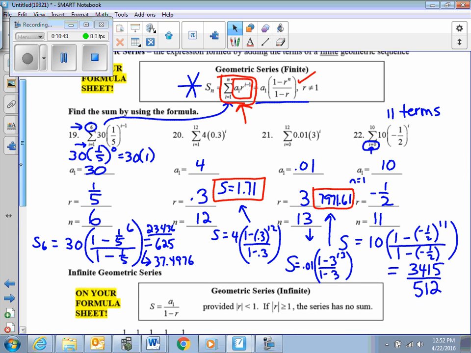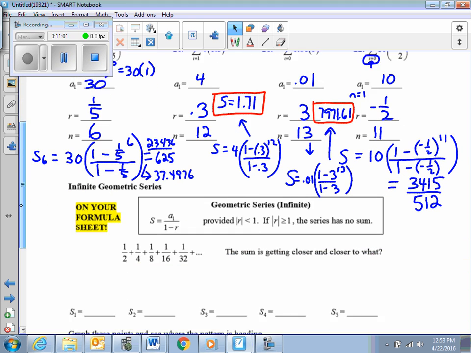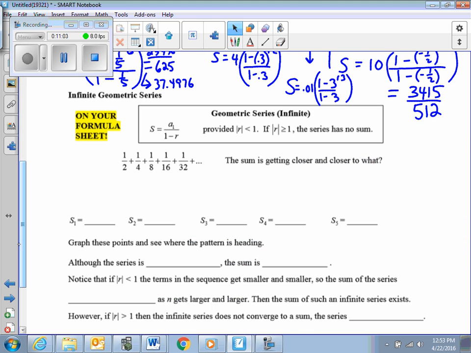Okay, so if I look at these, these are all finite geometric series. What does that mean? Well, it means that they don't go on and on forever. There is a last term. Believe it or not, we can actually find the sum of an infinite series.